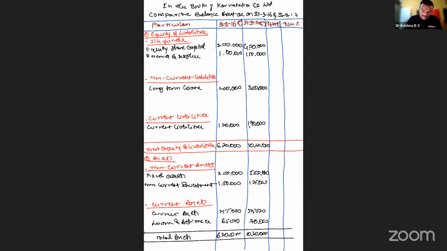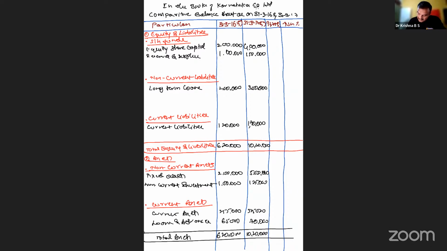Now for the third column, increase or decrease in rupees, let us go to that column right now. Equity share capital. What is the amount in the first year? 2 lakhs. What is the amount in the second year? 4 lakhs. There is an increase of 2 lakhs. Again, reserves and surplus 1 lakh ide, 1,50,000 ide.